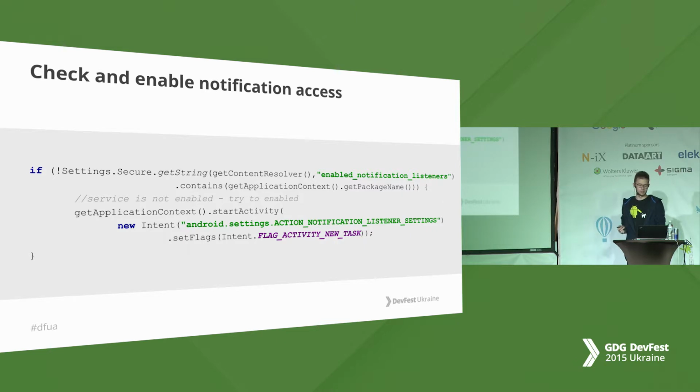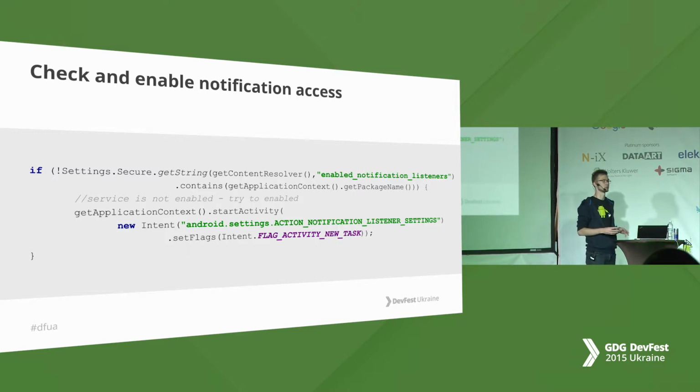We have to check if we have that permission in the first place. So we basically check that, and if not, we start the settings screen on the correct page, and that's all we can do basically. There is no easy and nice support like the runtime permissions in Marshmallow.